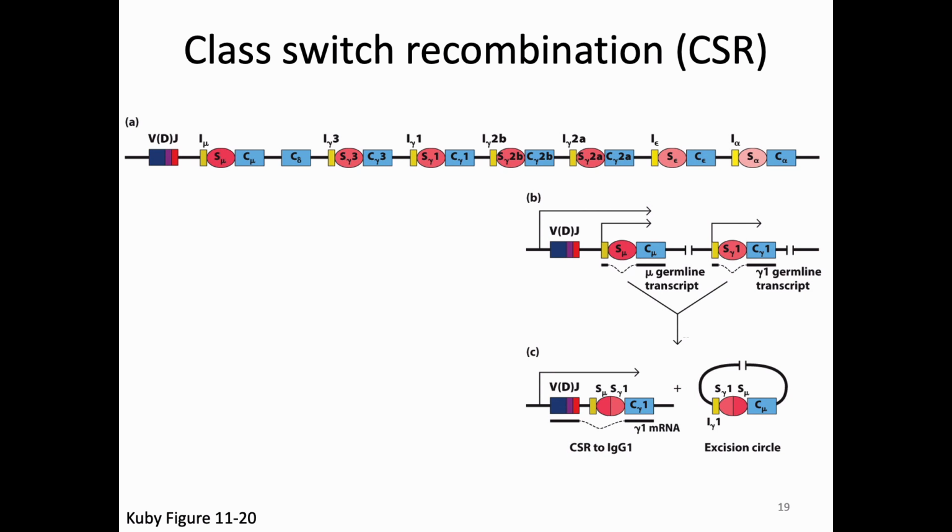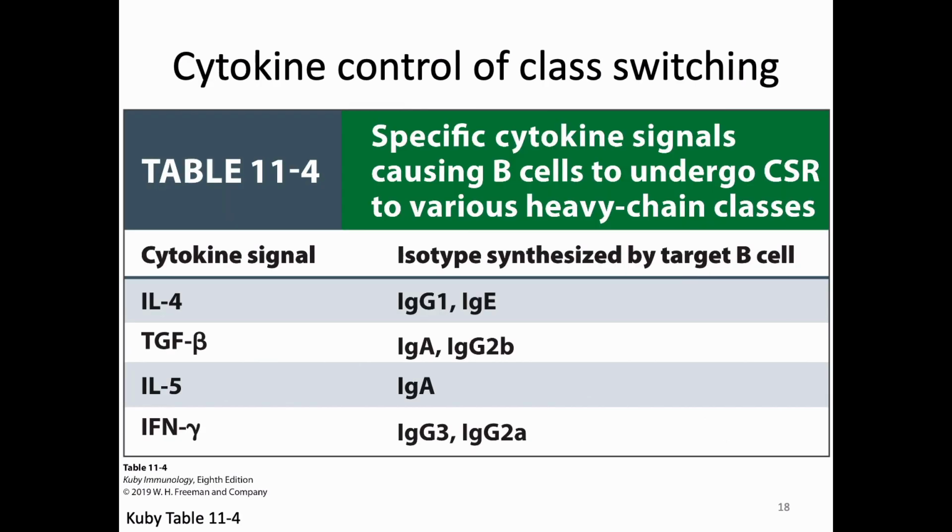You might wonder how it is that the B cell knows which isotype to make. Why does it decide, I would like to make IgE today, I would like to make IgG today? Whatever. And the reason why it makes that decision is based on which cytokine, which signal 3 cytokine the B cell gets. So the T cell is going to give a cytokine.